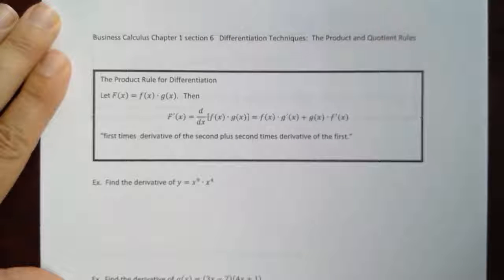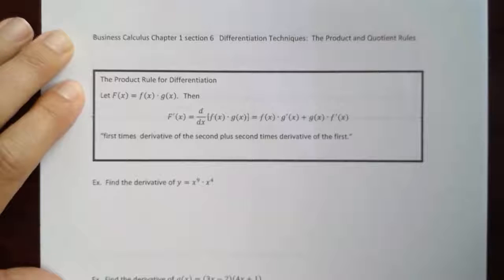Chapter 1, Section 6 is about differentiation techniques for products and quotients. We have previously learned about differentiating constants, the power rule, the constant multiple rule, and the sum and difference rule. Now we're going to have a product rule and a quotient rule.